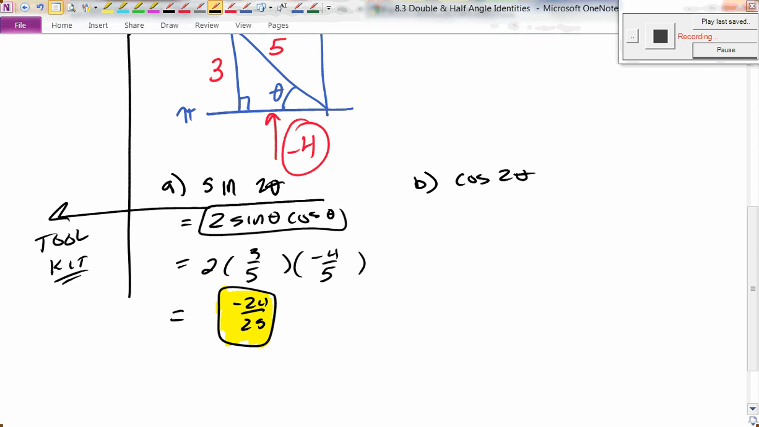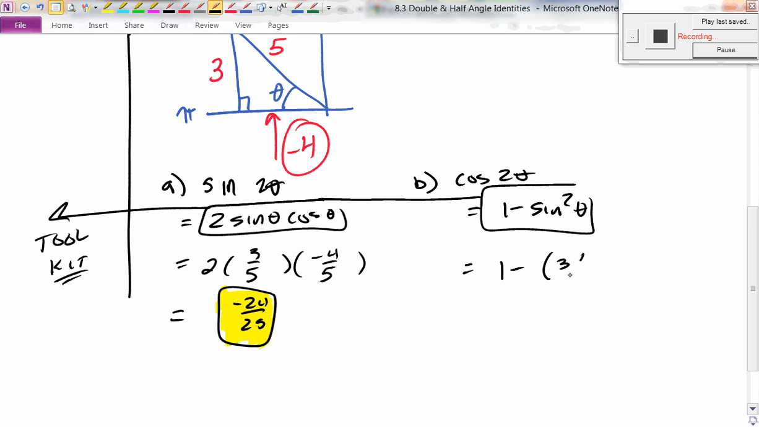So this is a broader philosophical way of looking at it. Use the one that you can't mess up on your own. You know what I mean? So we're going to choose the third one, which is 1 minus sine squared of theta. And again, I pulled that right off the toolkit. So that's going to be 1 minus 3/5 quantity squared.